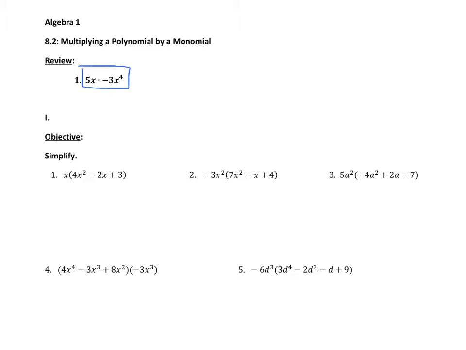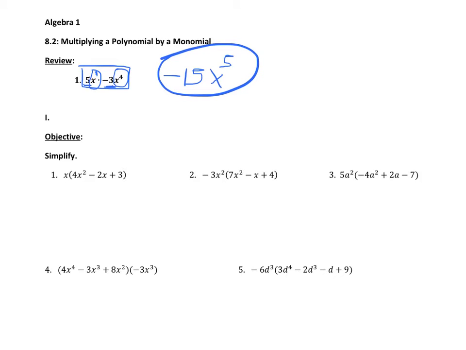If I did this, 5x times negative 3x to the fourth, I would multiply the coefficients. So 5 and negative 3, that would give me negative 15. And then if you have x times this x to the fourth, this is where if you're multiplying and you have the same base, you add the exponents. So this x is like saying x to the first. So 1 plus 4 gives me 5. So that's x to the fifth.